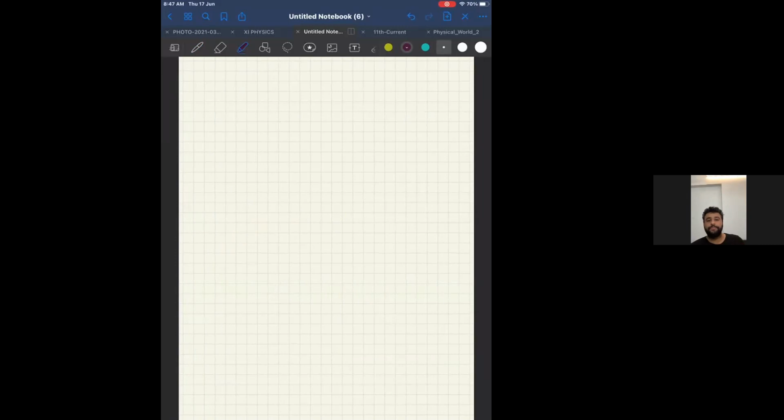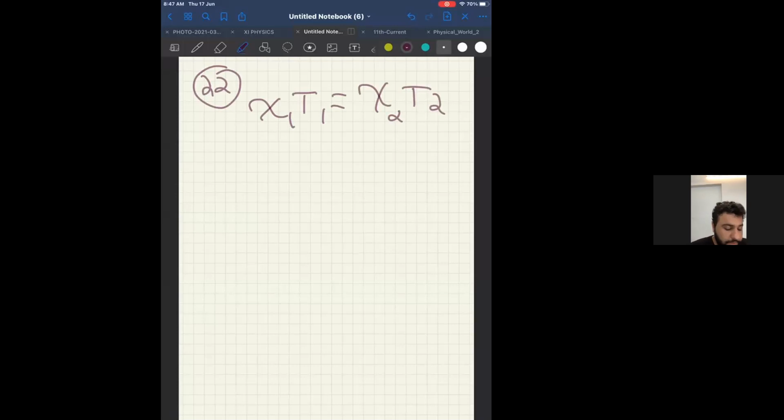Question number 22. Remember last class, I have given you one relation. Remember this relation? For a paramagnetic material, susceptibility is inversely proportional to temperature. Therefore, Xi1 T1 is equal to Xi2 T2. Now, using that logic, try to solve question number 22.